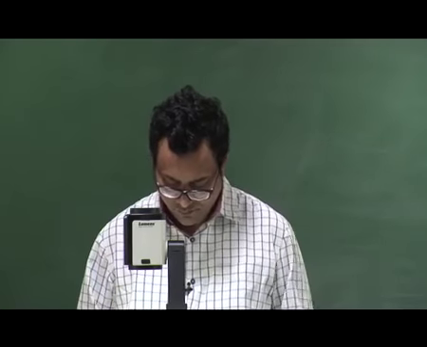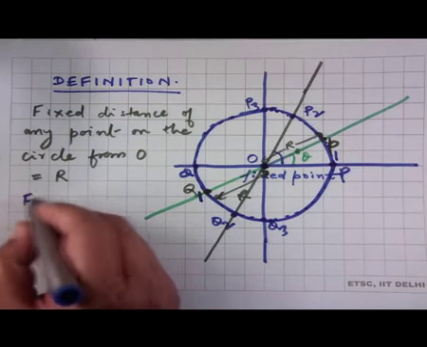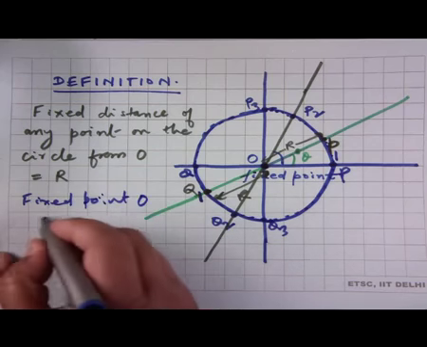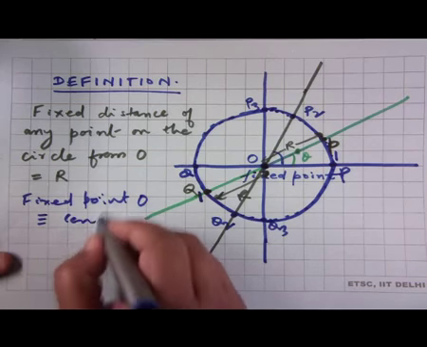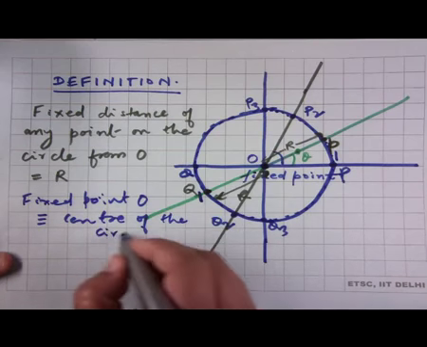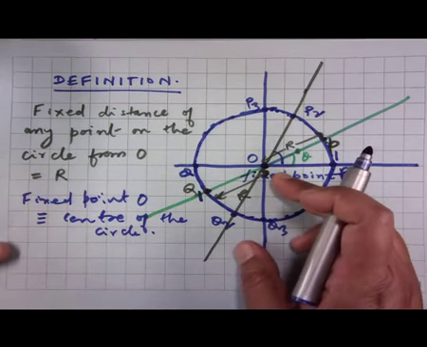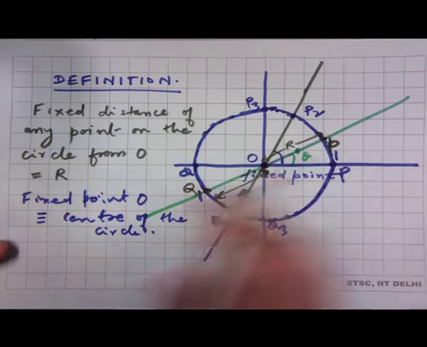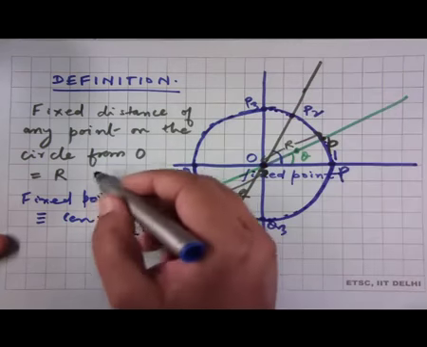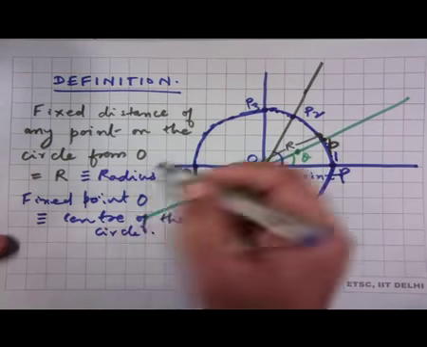Also, this fixed point O is called the center of the circle. So, the fixed point O is the center of the circle, and this fixed distance is called the radius of the circle.